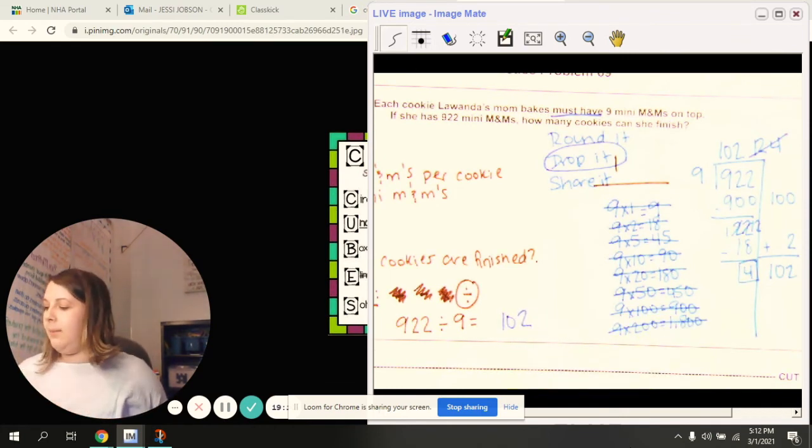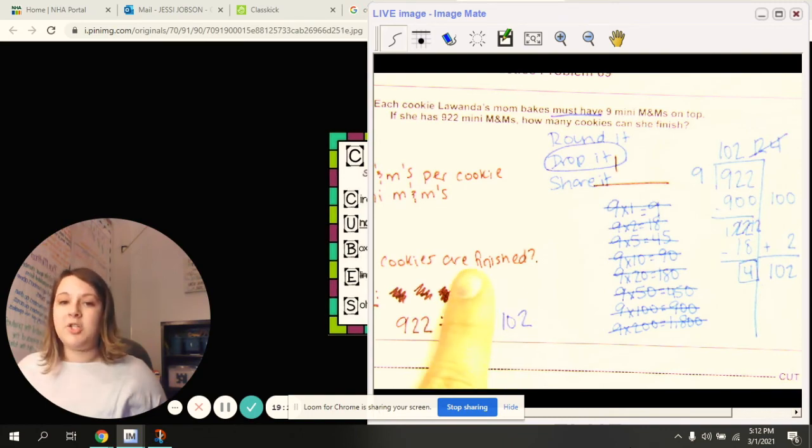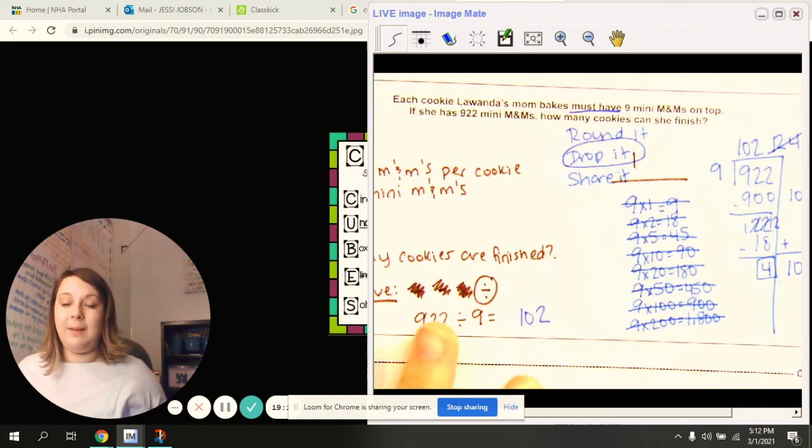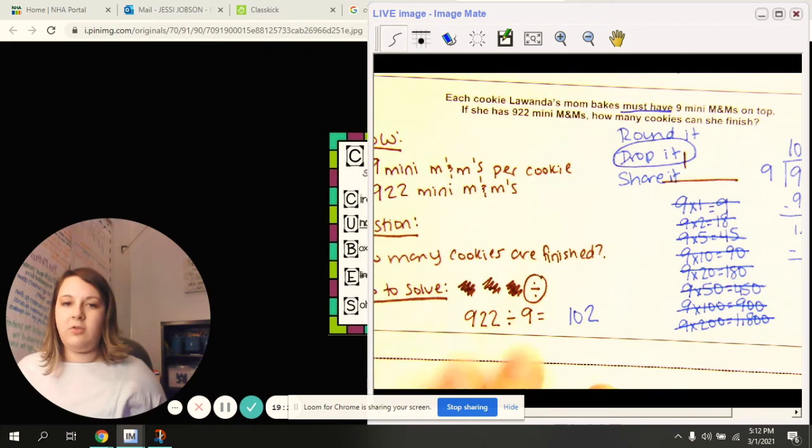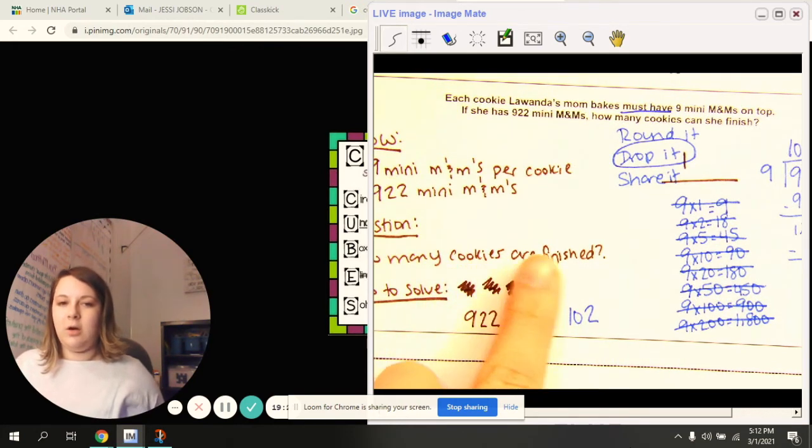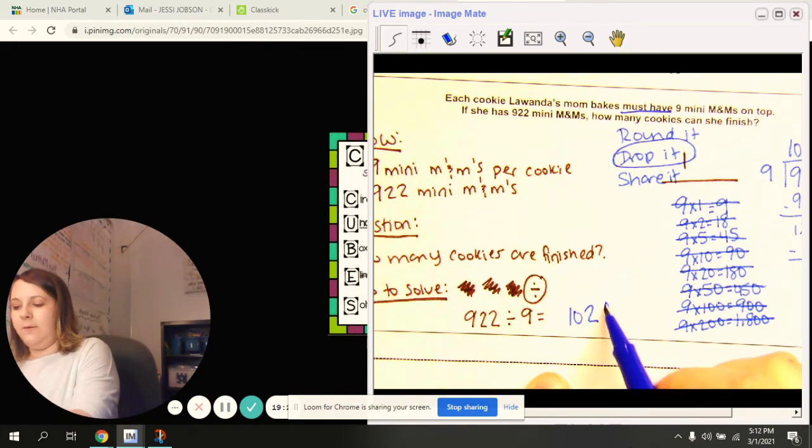And then we would come right back up to our question to find the label. So it's 102 cookies are finished. So finished cookies.